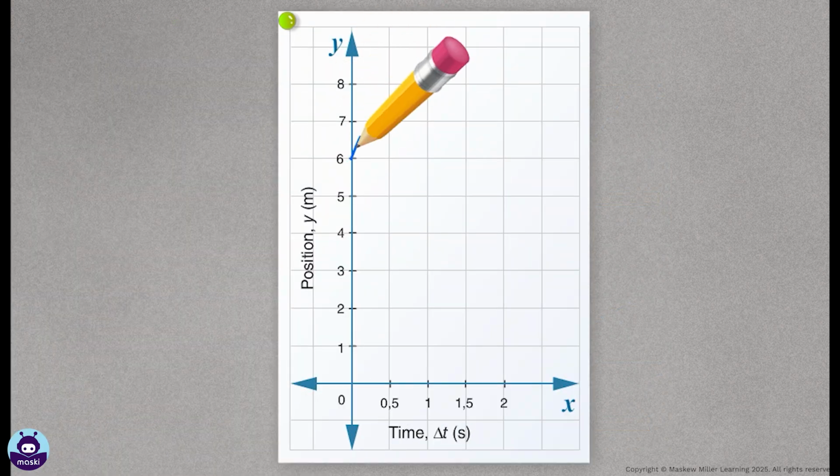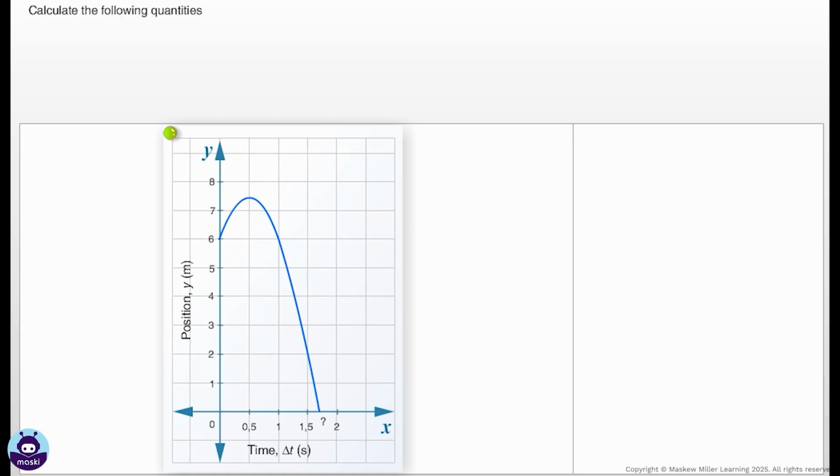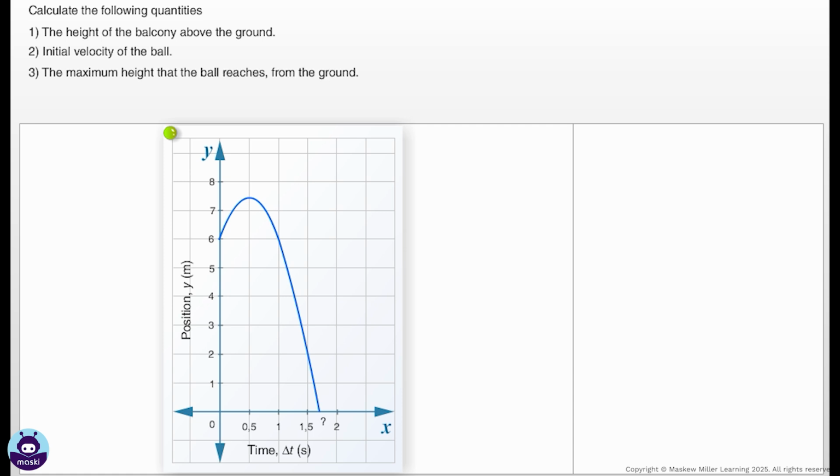The graph shows the motion of a ball that was thrown vertically upwards by Vernon from his balcony some distance from the ground. The ball takes 0.5 seconds to reach the highest point before hitting the ground. Calculate the following quantities: the height of the balcony above the ground, initial velocity of the ball, the maximum height that the ball reaches from the ground, the final velocity of the ball when it reaches the ground, total time of flight of the ball.